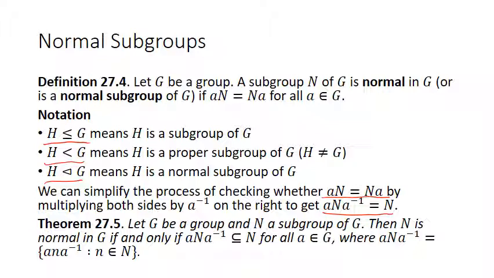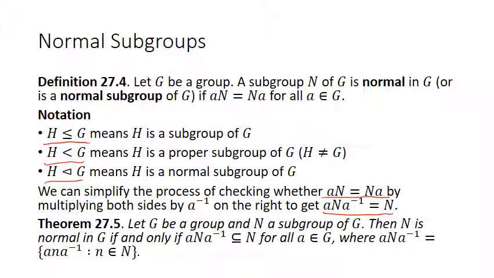So you know that normally when you're checking that two sets are equal, you have to show that they are each a subset of each other. But this next theorem is telling us that we only have to check the subset relationship in one direction. So that's quite nice. So theorem 27.5, let G be a group and N a subgroup of G.